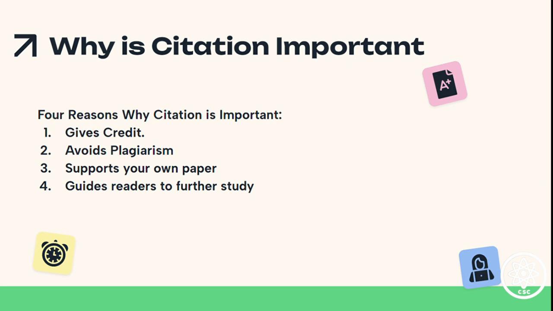So, why is citation important? There are 4 reasons why citation is generally important. Firstly, it gives credit to the original authors of an idea that you may have borrowed from. Secondly, it avoids plagiarism. Plagiarism is defined as taking someone else's ideas and using it as your own.